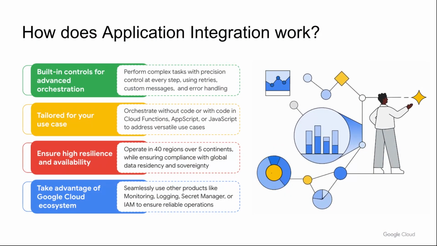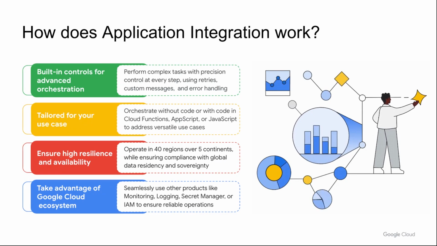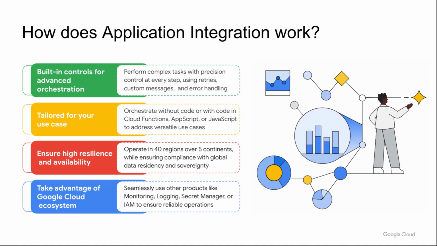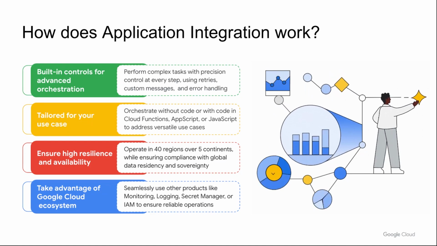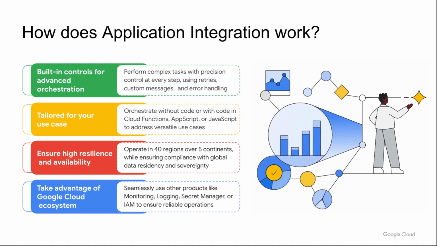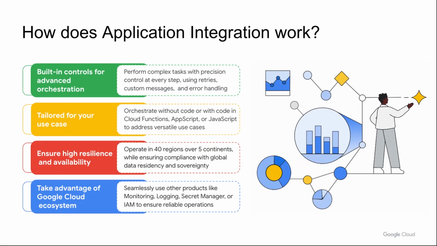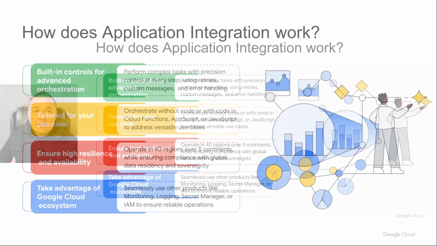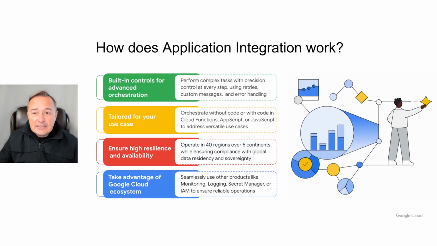So how does it work? We have built-in controls for advanced orchestration. So you can do very complex automations where you might have synchronous, asynchronous, long-running processes, even human interactions, I should say. And there's error handling built in as well. You can tailor this for your use case.